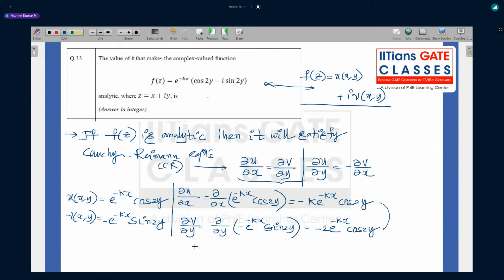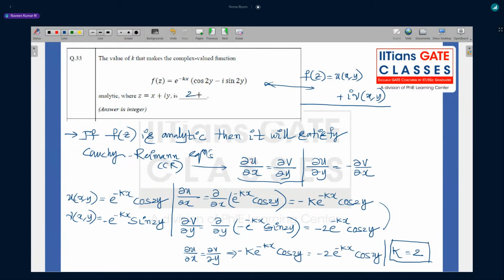So let's write that dou u by dou x is equal to dou v by dou y. Minus k e to the power of minus kx cos 2y will be equal to minus 2 e to the power of minus kx cos 2y. You can cancel out everything and you'll get k is equal to 2. And that is the answer. They're asking only for the value of k. Answer is 2. Okay, simple. Next.